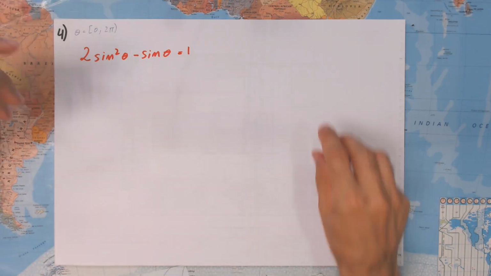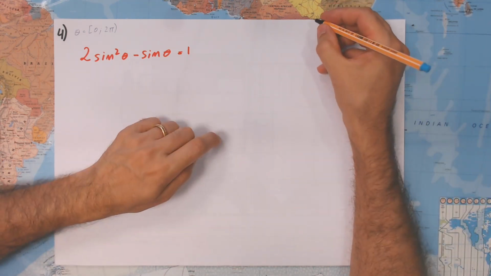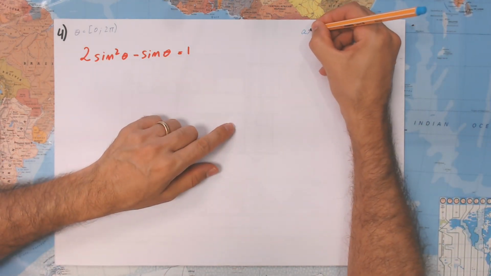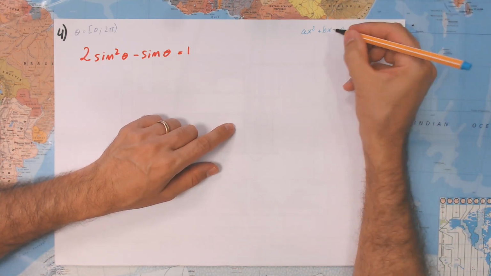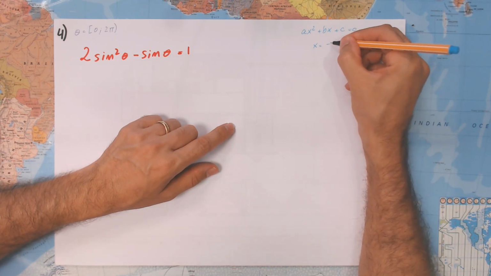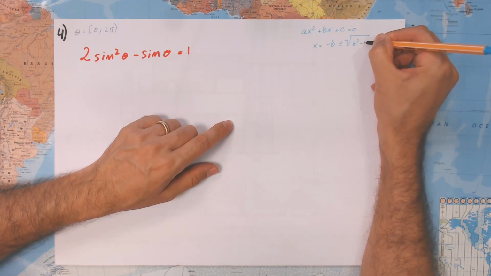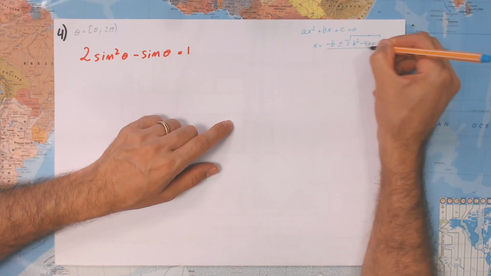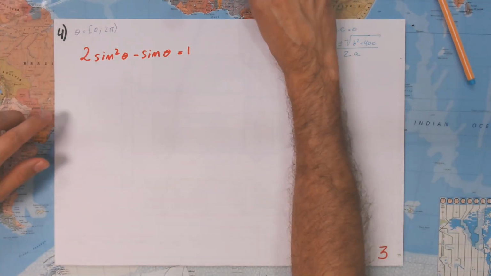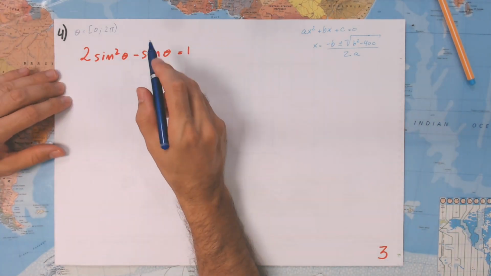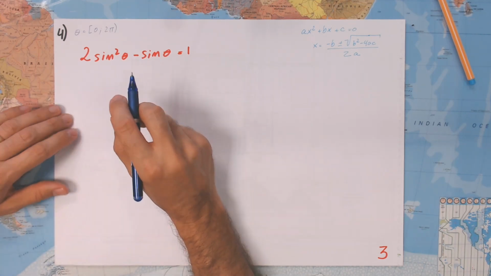And I'm going to face this equation just like if we had a second degree equation, like ax squared plus bx plus c equals 0. How do you solve this? x equals minus b plus or minus the square root of b squared minus 4ac, divided by 2a. Simple as that. But now we don't have the x, it is just sine of theta. In the end, we can just extract the sine of theta and find theta.